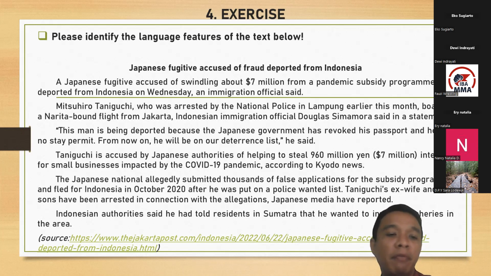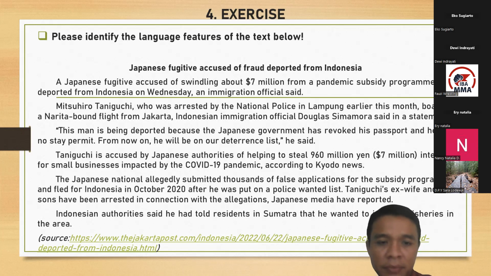Okay. And then what about the fourth one? Taniguchi is accused, the same thing like present passive. Is accused. Okay. Passive, present or past? Present passive. Okay. And then which one is past? The past tense is intended. Yes, that's it. And businesses infected by the COVID-19. That's also the past tense.